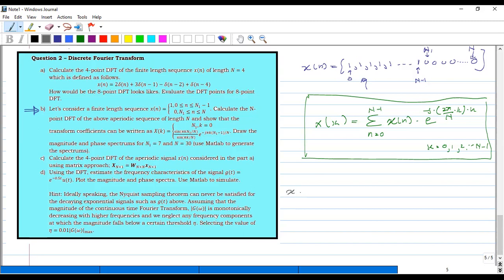So we have X(k), and this should be 0 to N minus 1. I think here we have N points, and so this is 0 actually, so all are 0. So if you consider N minus 1, that is okay, no issue.